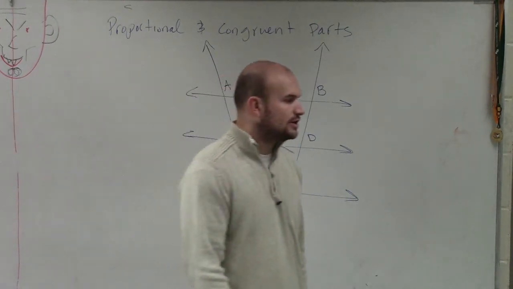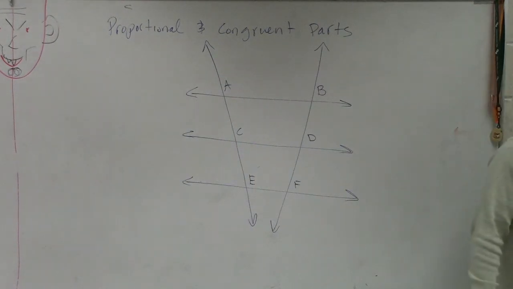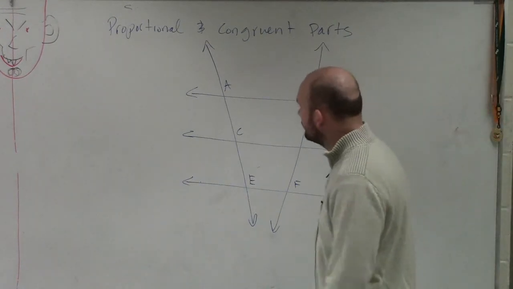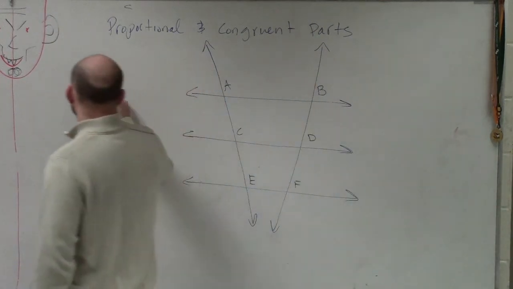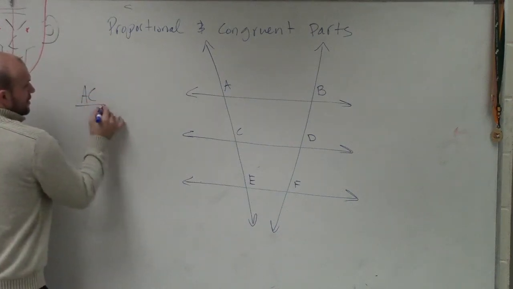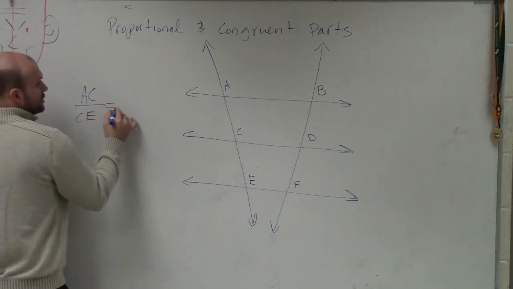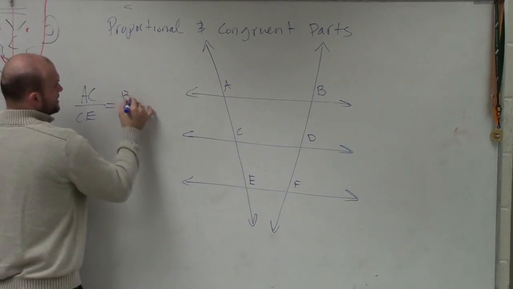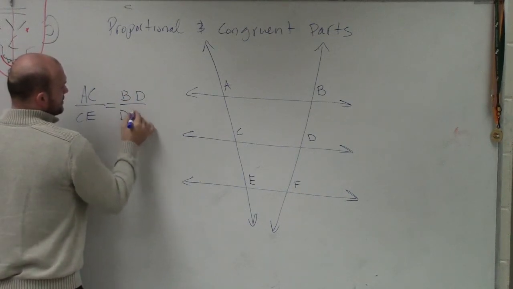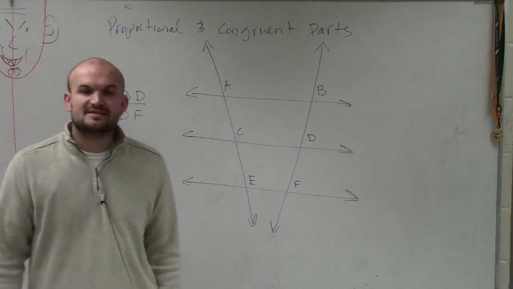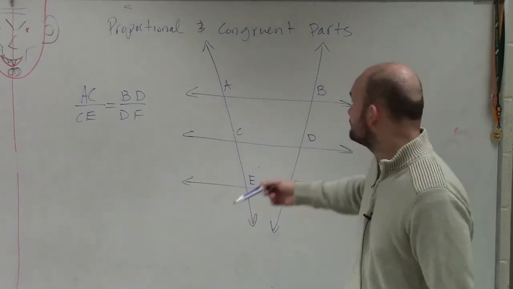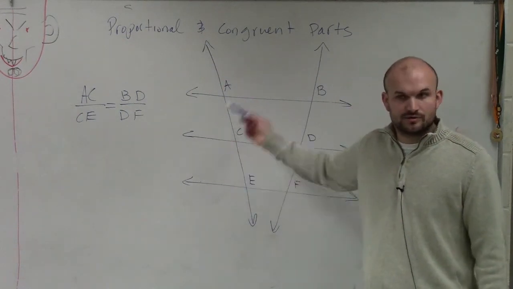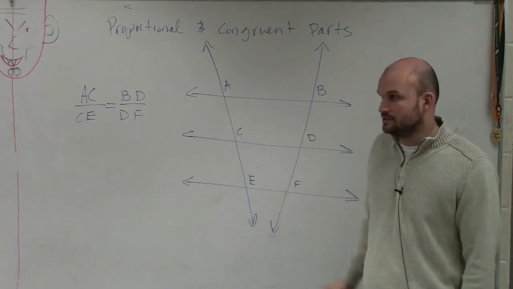Now, there are some proportional and congruent parts when we get to this stage. The first thing that we can say, again kind of looking at the triangle, is that the ratio of AC over CE is equal to the ratio of BD over DF. So if you have a set of parallel lines, or more than a pair of parallel lines, then these proportions are going to be equal to each other, or proportional to each other.